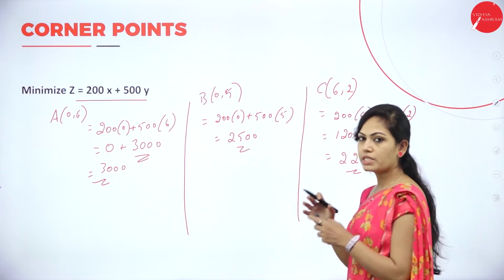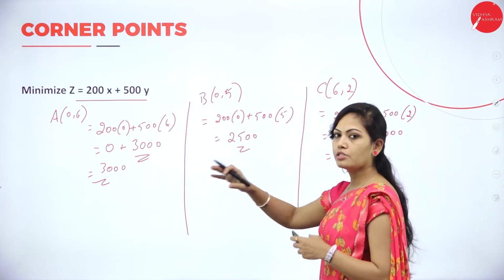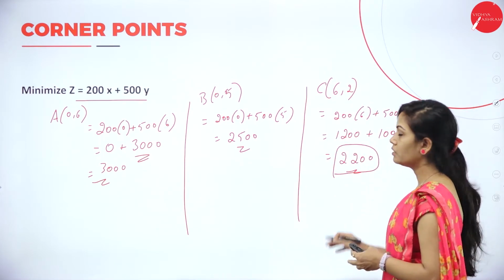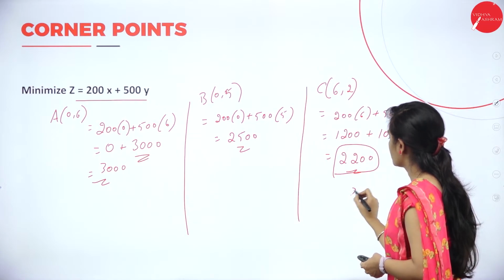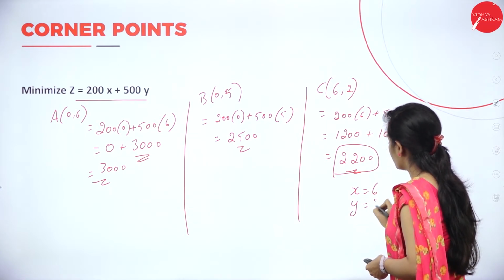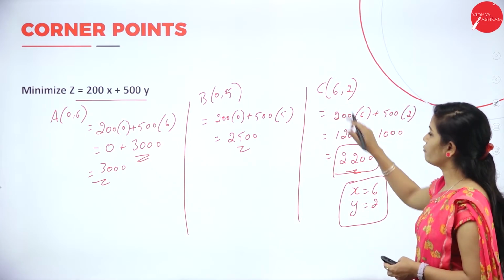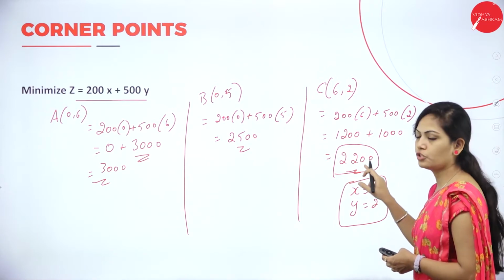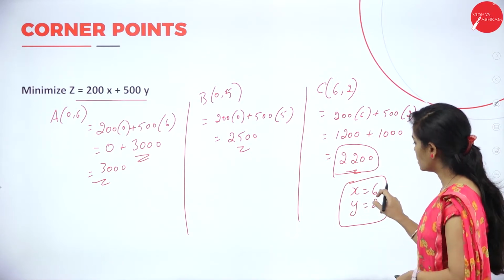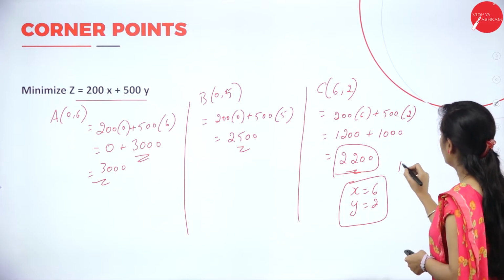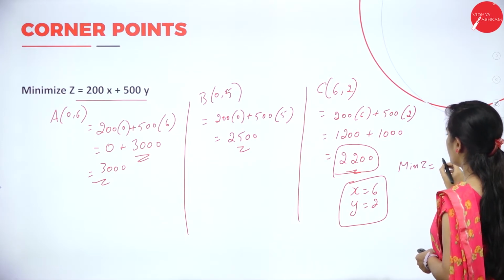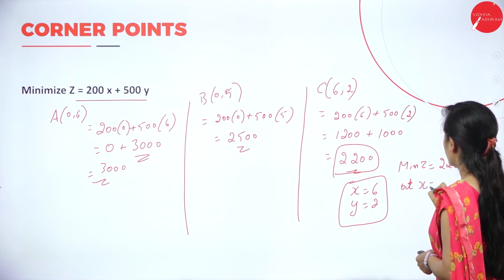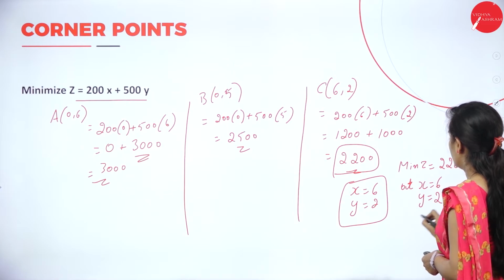So now you just observe these three values. The minimum value is 2200. It comes under the point 6 and 2, so x is equal to 6 and y is equal to 2. So the minimum value is equal to 2200, at the point x is equal to 6, y is equal to 2. So the minimization solution is 2200 at x is equal to 6 and y is equal to 2.